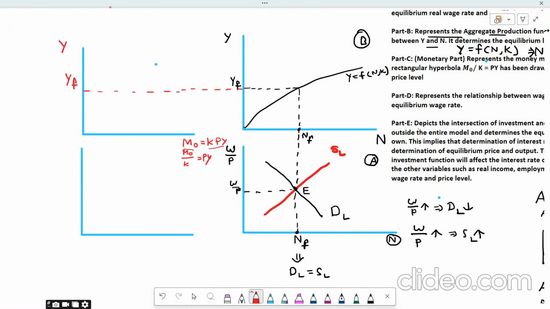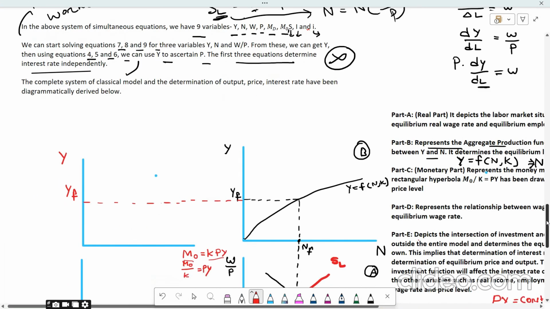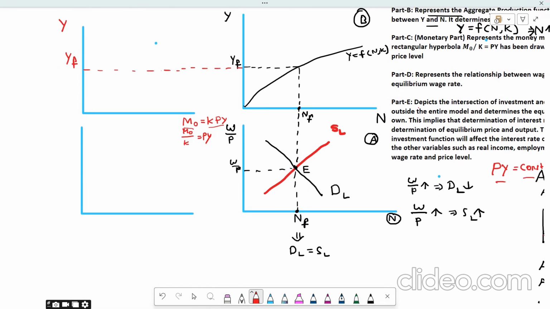And what will this graph look like? This graph will look like P and Y being multiplied, and M0 by K is constant. Why is M0 by K constant? As I have already discussed many times, M0 is money supply and money supply is constant, and K is basically a constant. So P and Y are multiplied and the result is a constant.